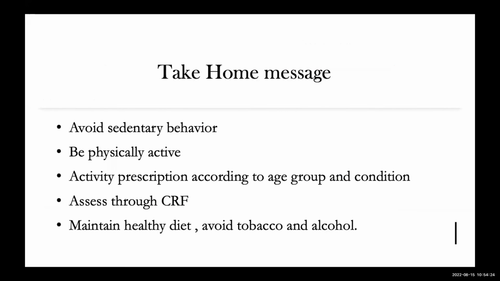So what are the take-home messages? First, avoid sedentary behavior. Be physically active. Don't sit around in front of the television for more than 1 or 2 hours. Take breaks and move out. Go play with your children. Be active. Do the activity which you can do, but try to achieve the guideline of 150 minutes of moderate physical activity. Try to prescribe activity according to the age group and the condition of the patient. Don't ask a morbidly obese patient to join the gym. Ask him to start slow, increase frequency, then increase volume, and then increase intensity. Make it a gradual process. Make it a part of a lifestyle rather than once in a while.